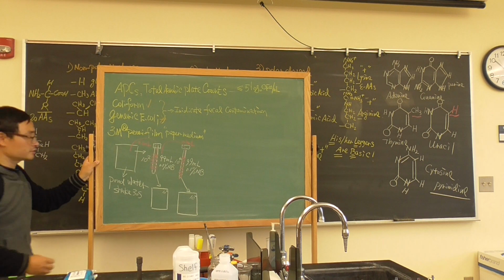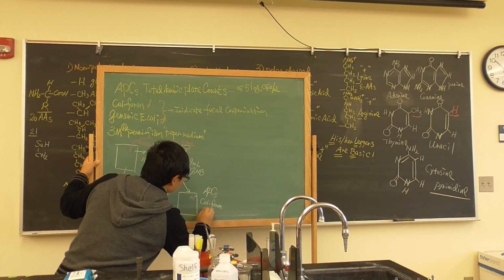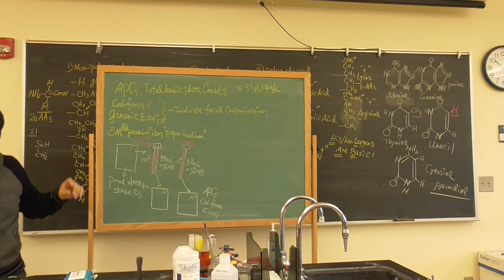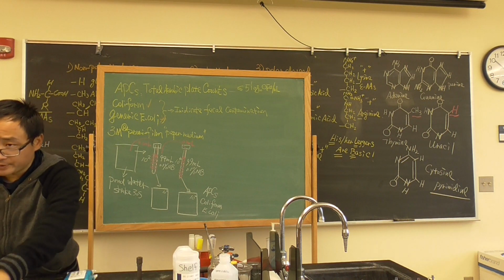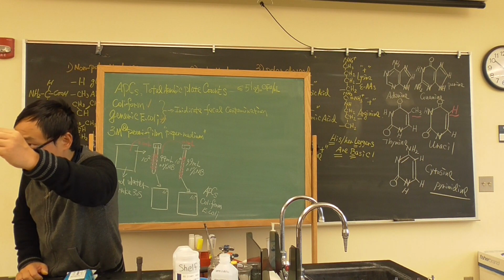And we're going to do both of these for APCs, coliform, and generic E. coli. Here is something I want to mention: because we don't have enough material, for APCs everybody got 2 pieces.